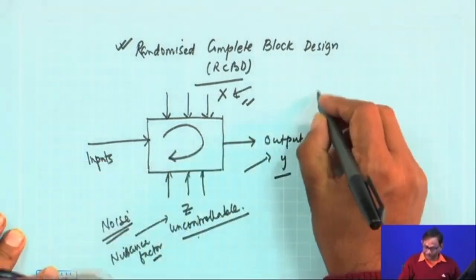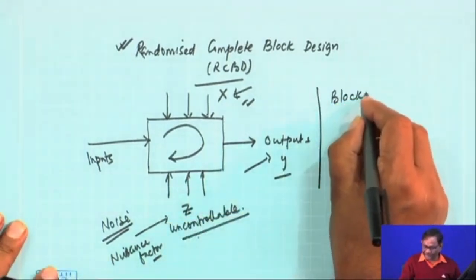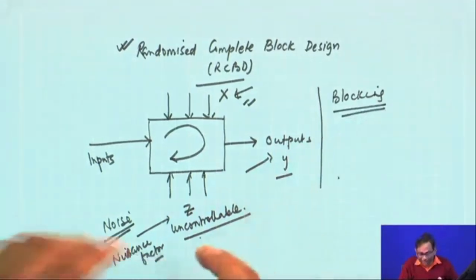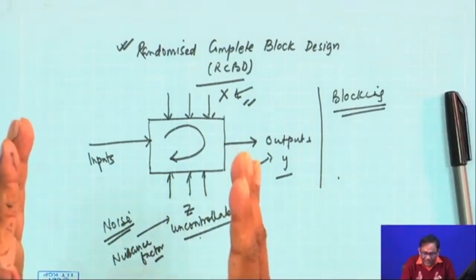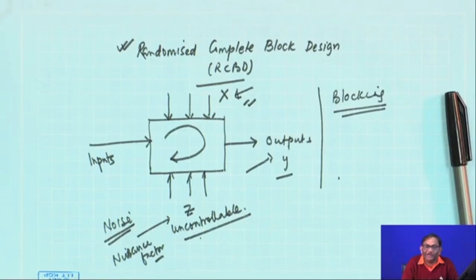So, the important concept in such a case is known as blocking. By blocking we mean that we will block the effect of the nuisance factor during experimentation. We will do the experiment in such a manner that the effect can be isolated.